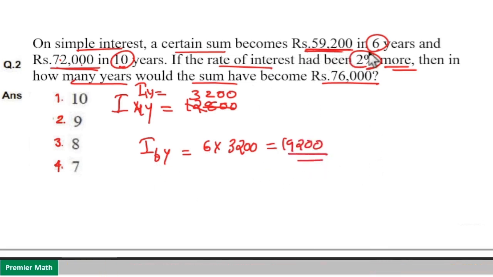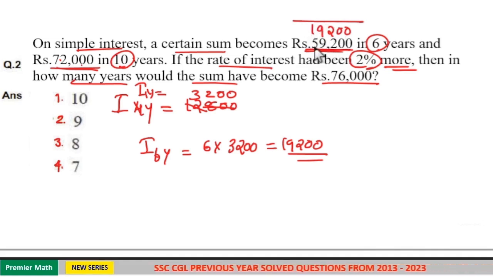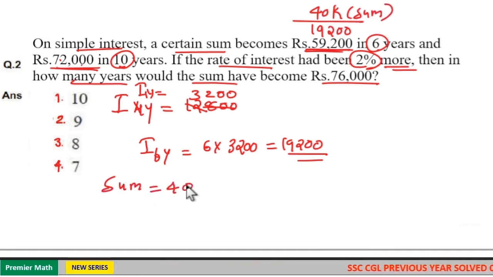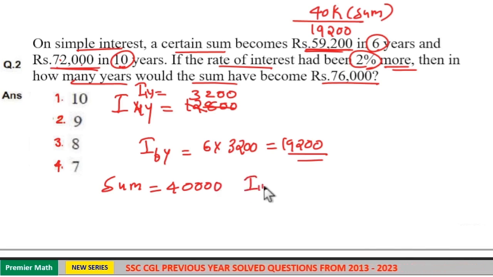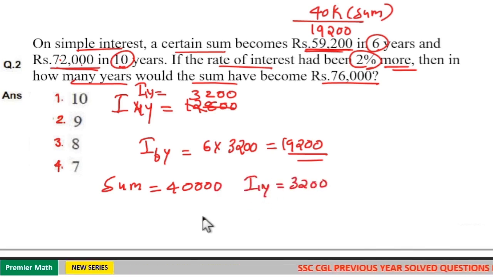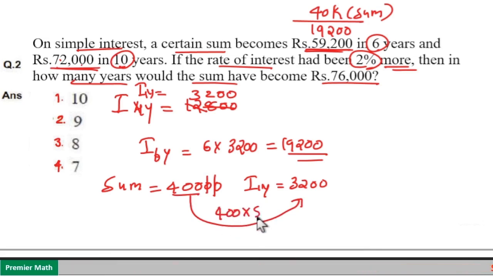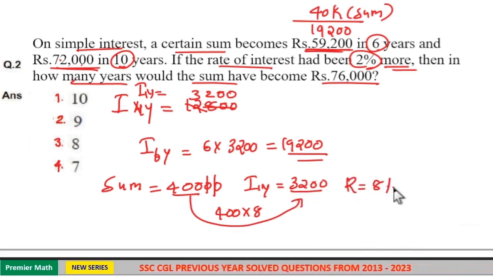Now the sum in 6 years is 59,200. So subtract the interest received in 6 years from it. Then you will get the initial sum, which is 40,000. So the sum is 40,000 and interest in 1 year is 3,200, which means 10% of 40,000 is 4,000, 1% is 400. So 400 into 8 is 3,200, which means 8% of 40,000 is 3,200. So the rate here is 8%.